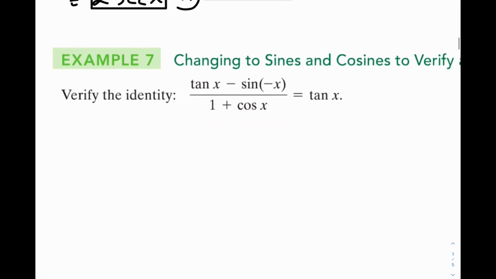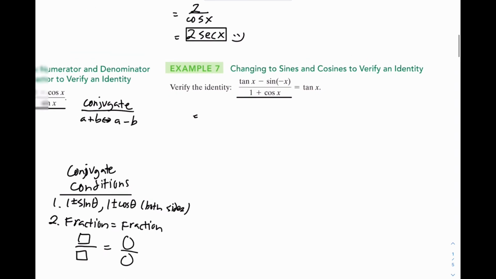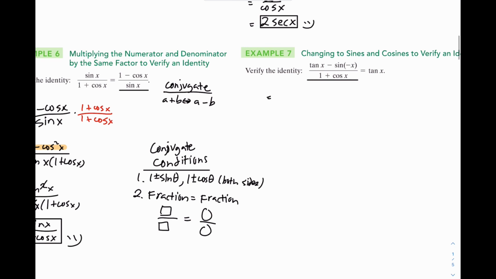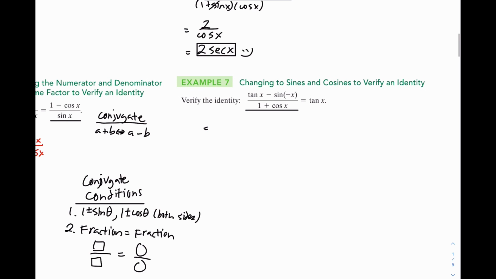So let's try this next one. You clearly see I should try the left side. And a lot of people, when they see 1 plus cosine, think, oh, I want to try the conjugate because I see that 1 plus cosine. And you could, but you'll find that it's going to get pretty complicated. And if you look at the conditions, you'll see, while you do have this fraction equal fraction, right, because tangent is truly sine over cosine, we definitely don't see this on both sides of the equation. So we're not going to try conjugate here.